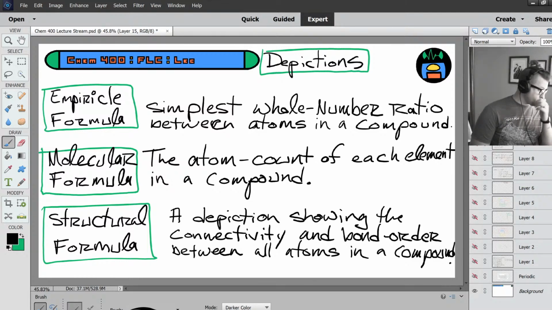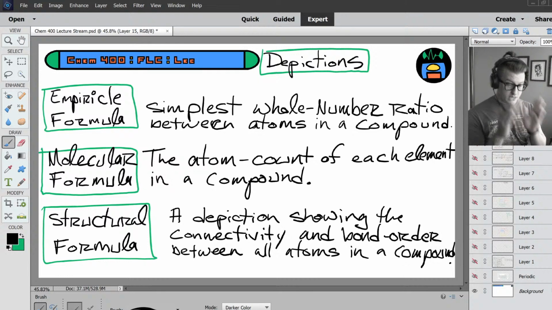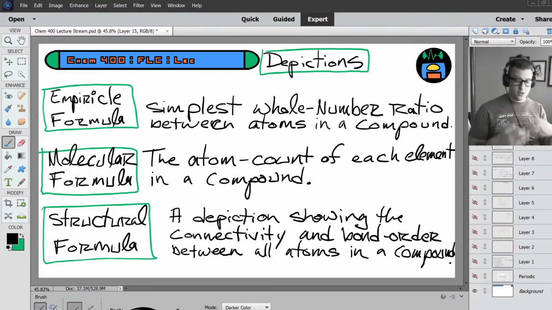All right. Now these three different depictions are ordered in terms of increasing information. So an empirical formula gives you very little. It's just the whole number ratio between the elements present. Molecular formula, total atom count for every element. And then the structural formula shows you how they're connected, what atoms are attached to what atoms. And so it's very information rich, whereas the empirical formula is very information lean.